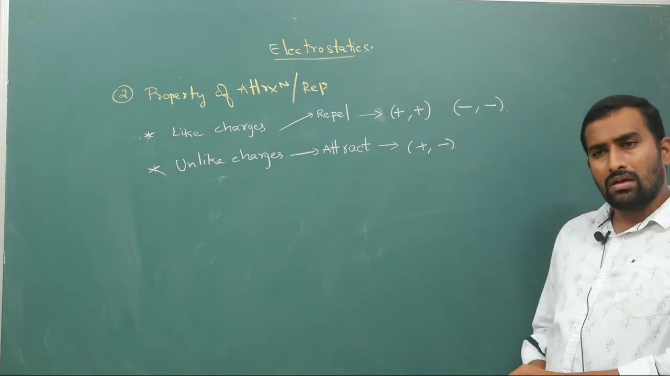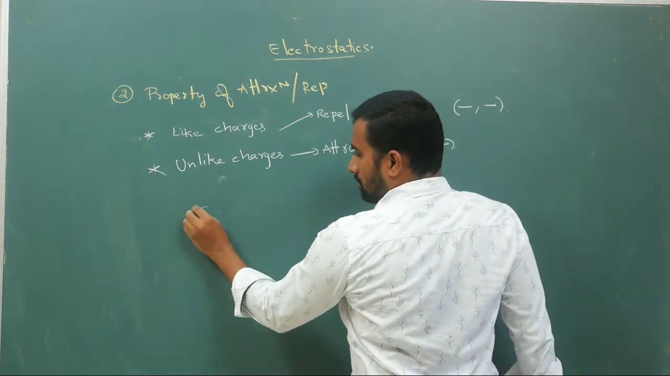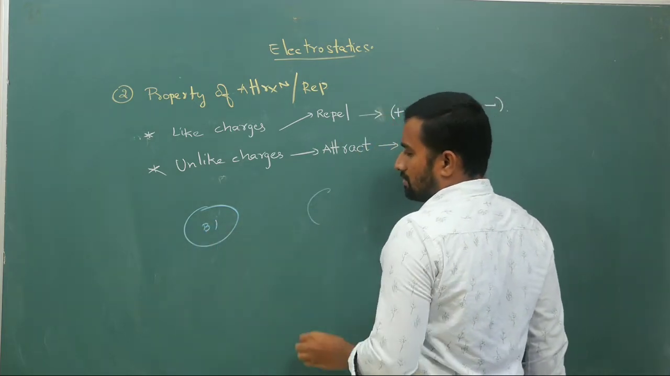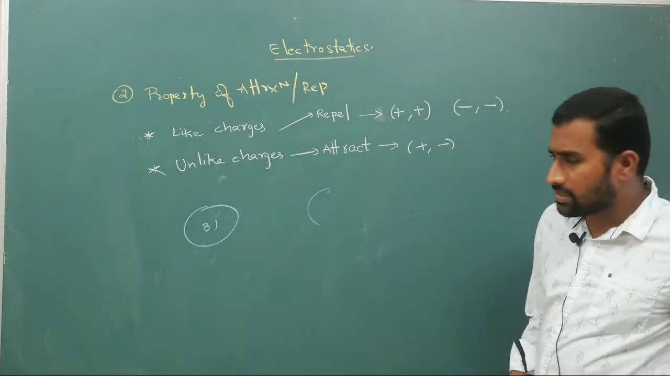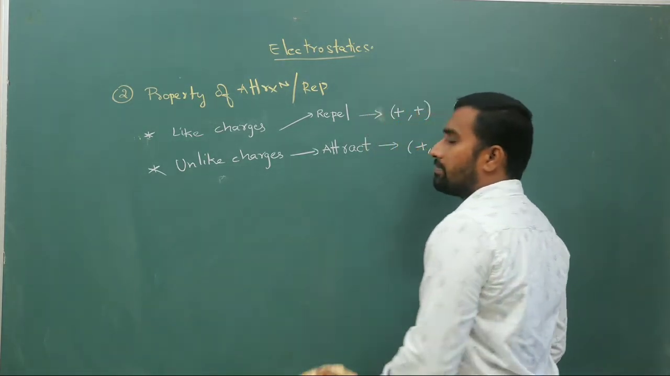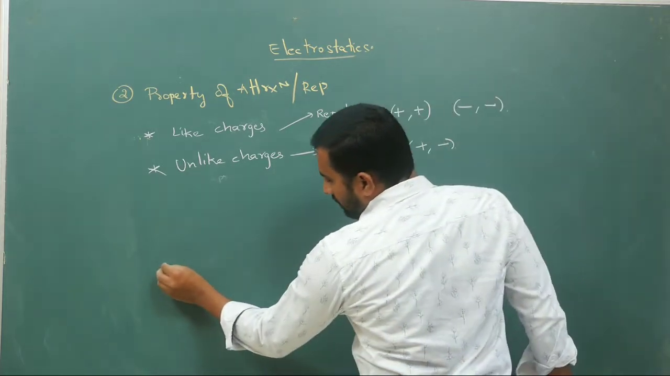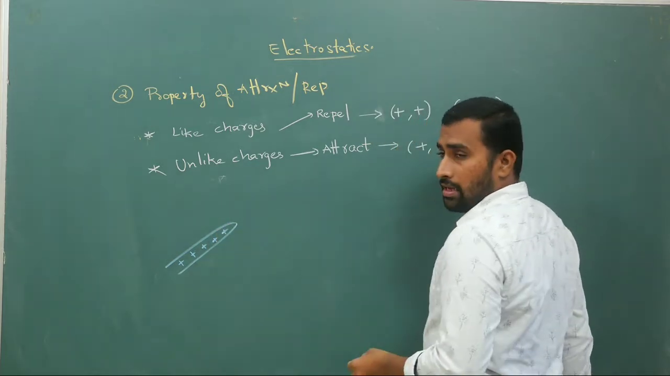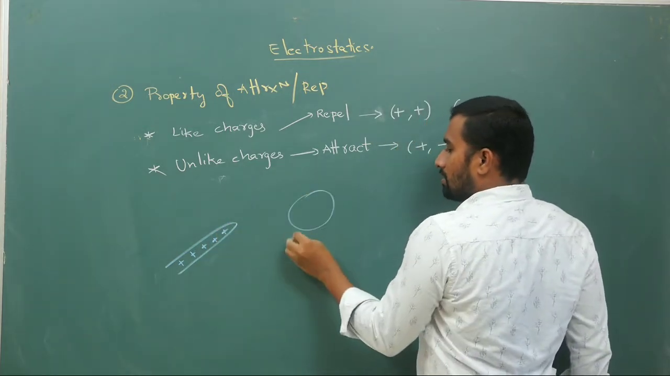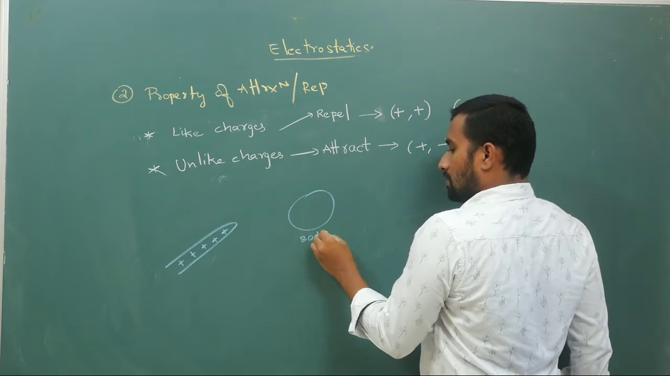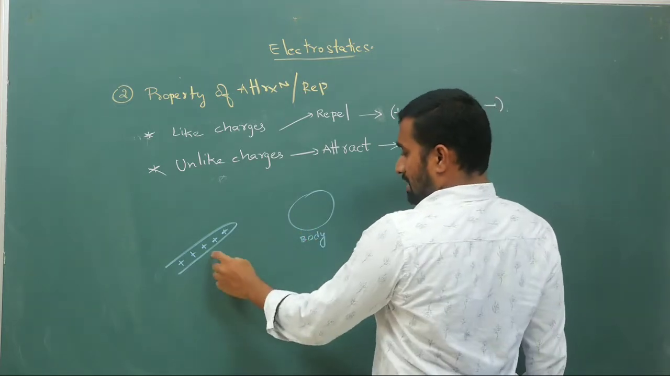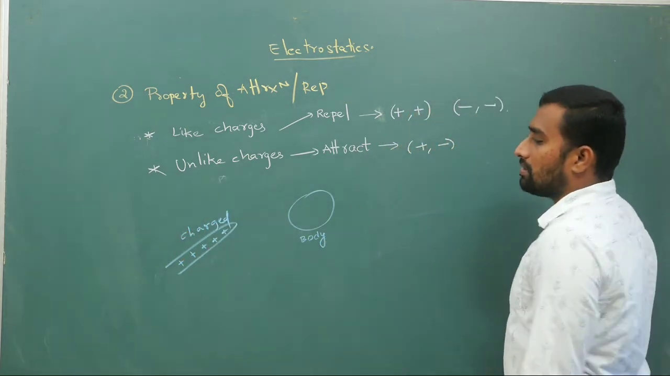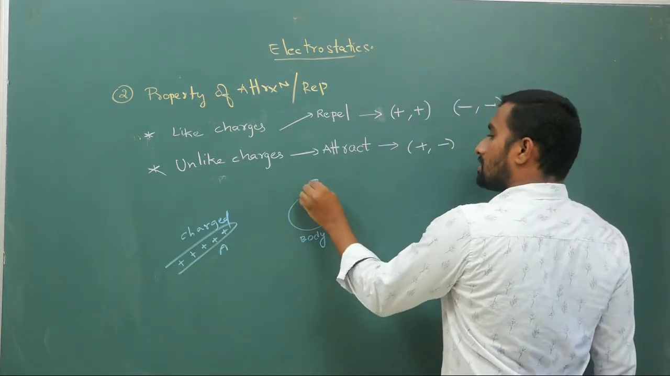Now if I give you an example, let us say there is some body. Now I have a charge. Now there is another body here. This is charged. Let us say this is A, this is B.